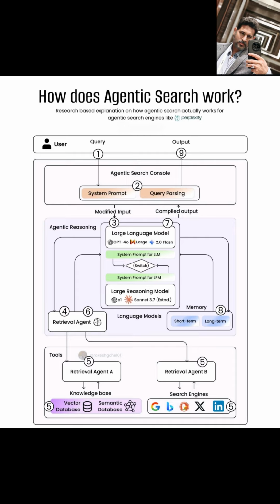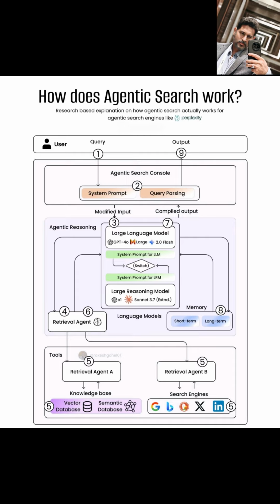Finally, after the agent has reasoned, retrieved, and synthesized the information, it generates the output, 9, for the user. This isn't just a list of links, it's a compiled answer, often with citations and the reasoning behind it, aiming to directly address the user's original query.